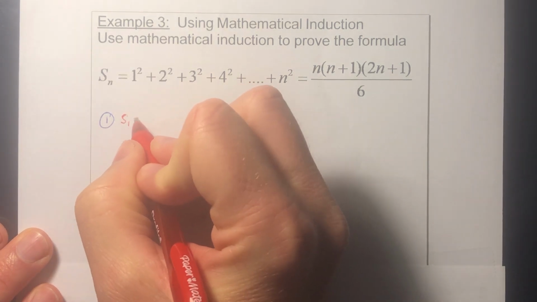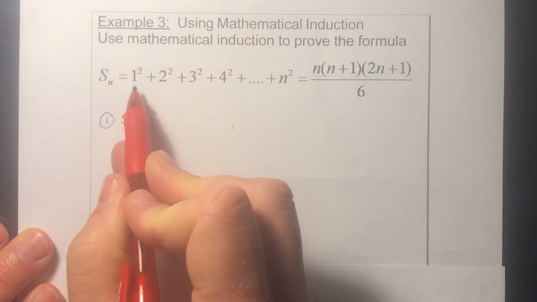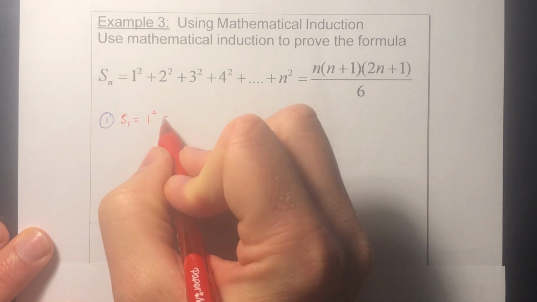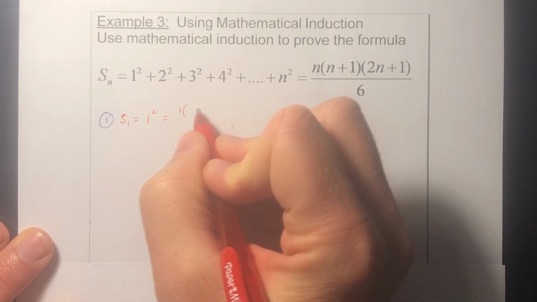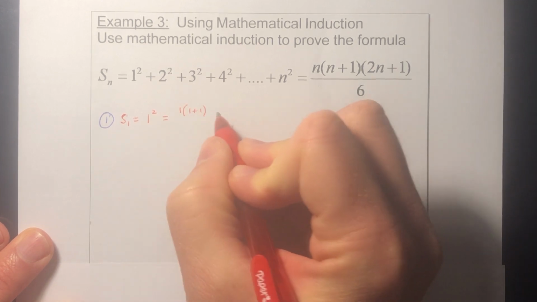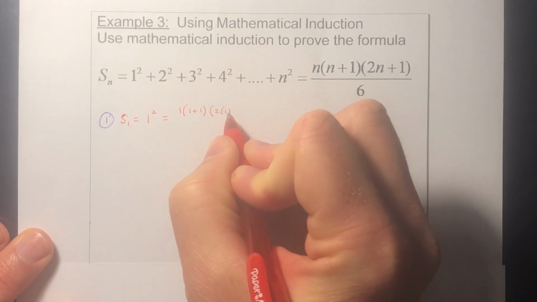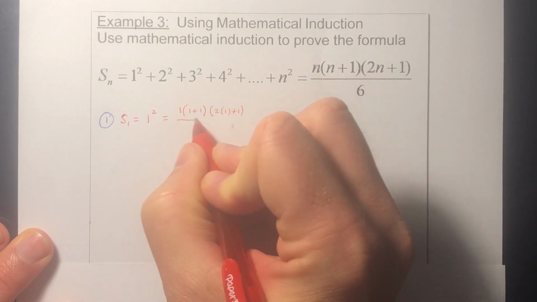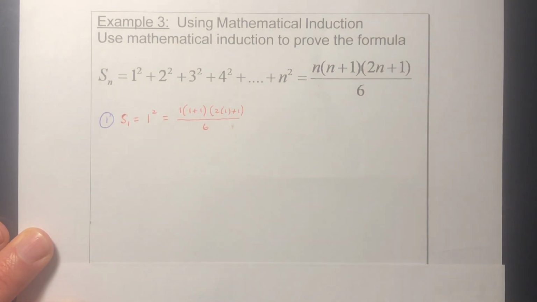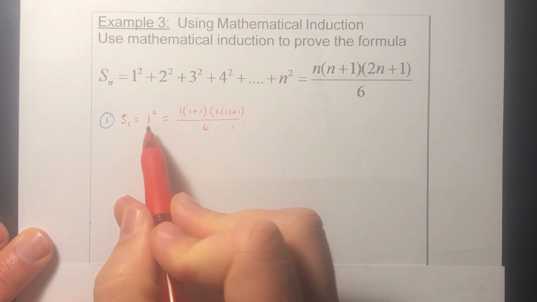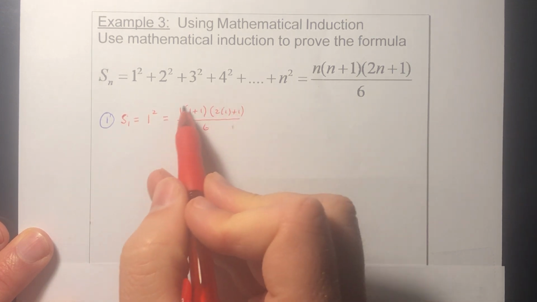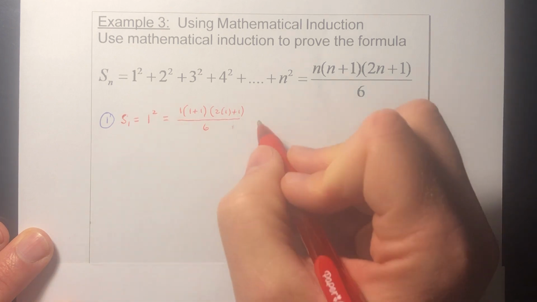So the sum of one term. Our first term is 1 squared, as you can see. If we go here to the end, replace each of those n's with 1. Okay, now if we do all this, well, we know 1 squared is 1, right? If we do all this, we should get 1. Okay, that's your first term.